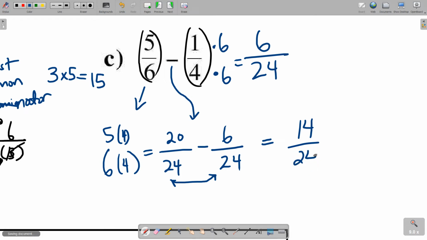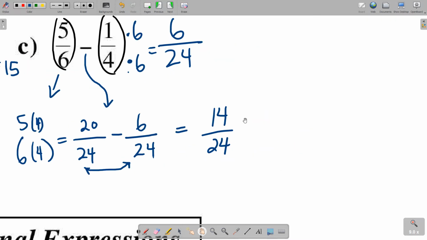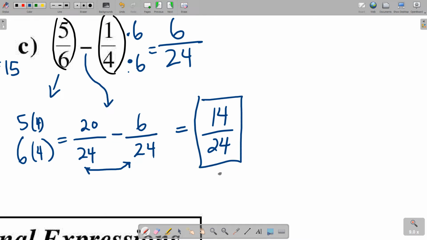Oh, my graphics chart just decided to stop. Oh, there it is. Nicely. Now, the problem with this is that it does work out, but it is not fully simplified. Because these numbers are in fact even, they can both be divided by 2.